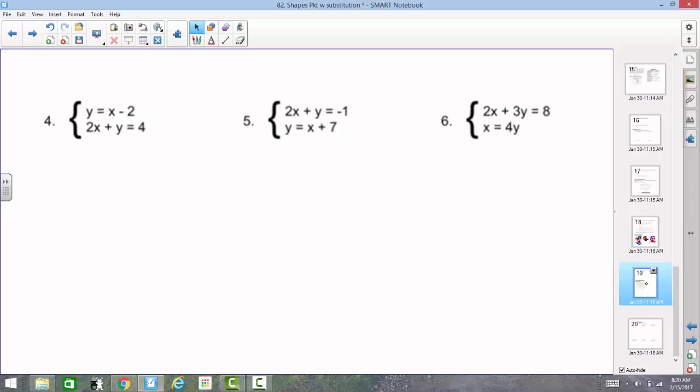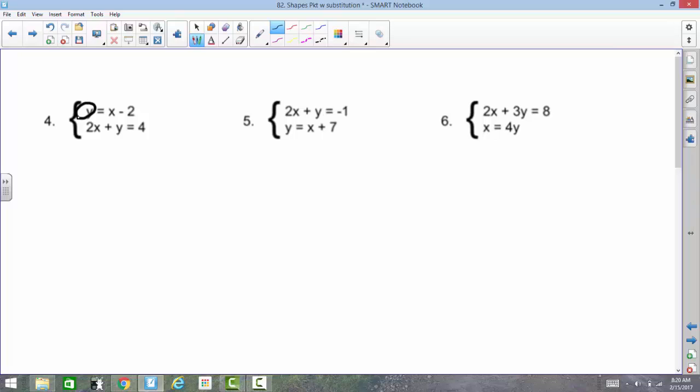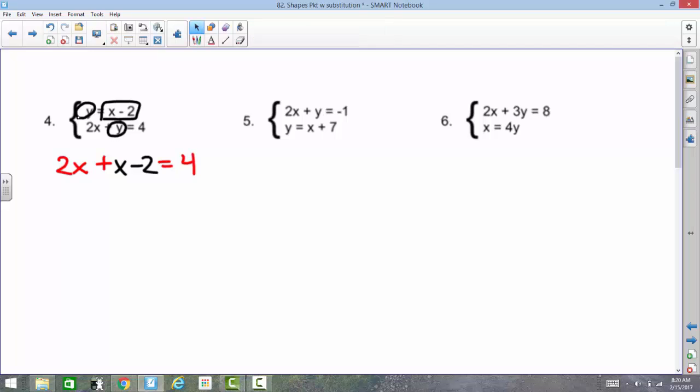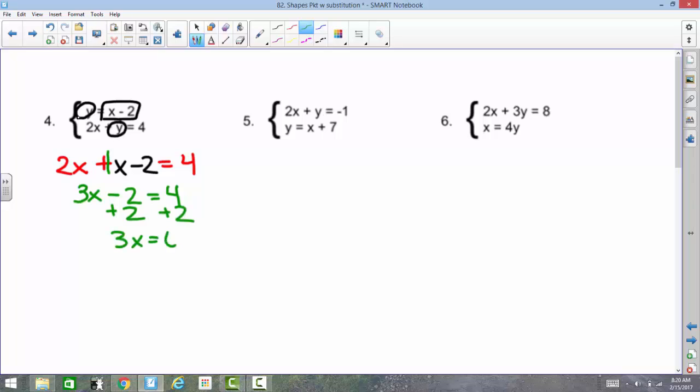We're going to continue substitution. So here's your y. There's your y. This is going to go in for that y. So 2x plus x minus 2 equals 4. That's the part that you substituted. So 2x plus x, and x alone is like a 1x. That's 3x minus 2 equals 4. Then you would add 2. So 3x equals 6. Divide by 3.